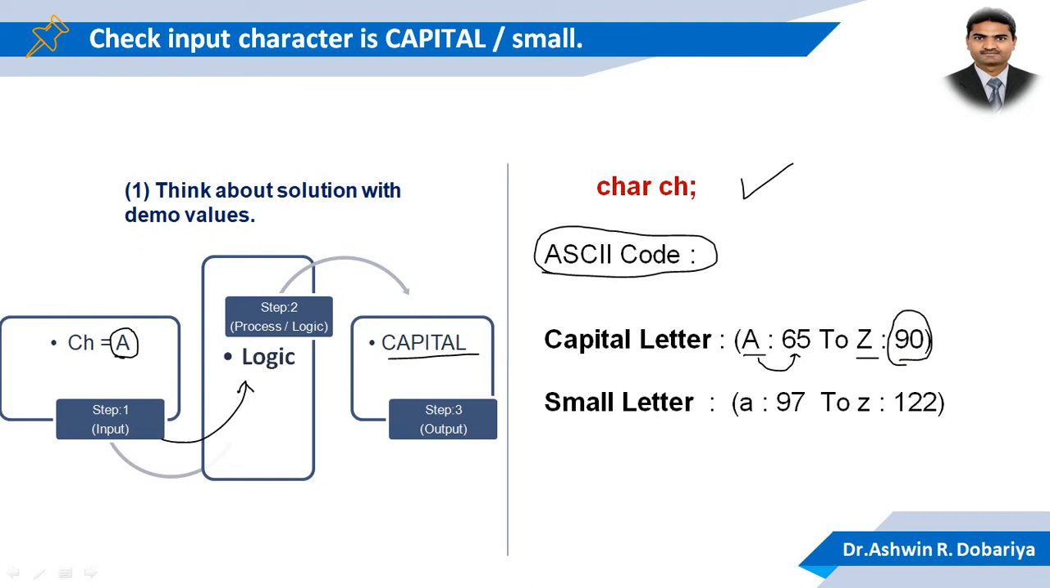Similarly, for small letters, small a has an ASCII code of 97, small b 98, small c 99 and small d 100, up to small z, which has the ASCII code 122. If you know these ASCII numbers, then you can easily write this program. Now we write the same program in Turbo C.